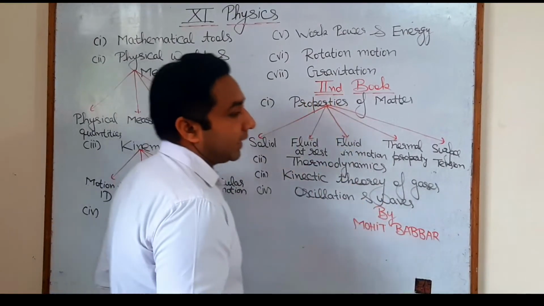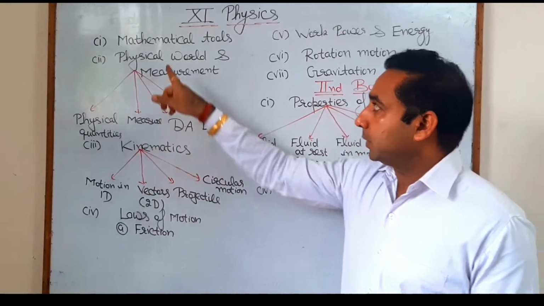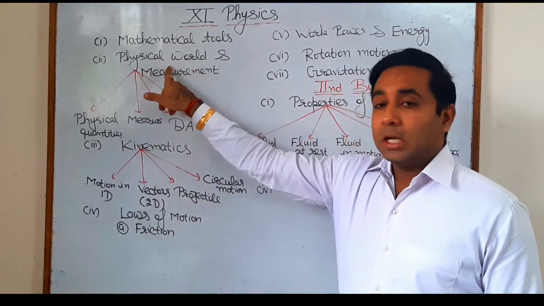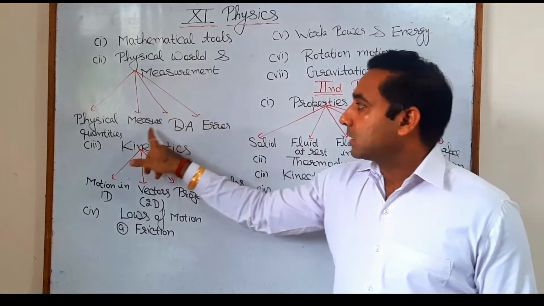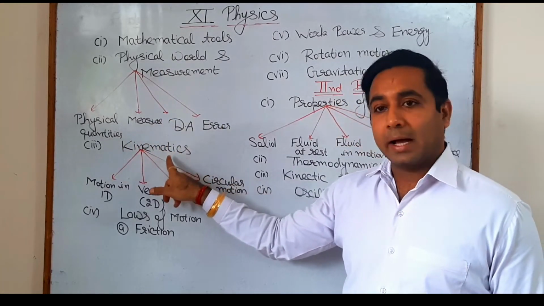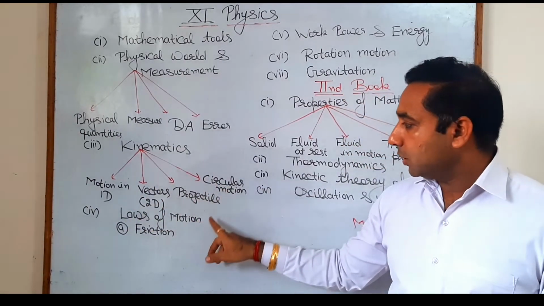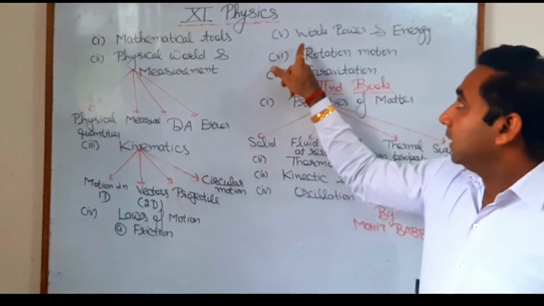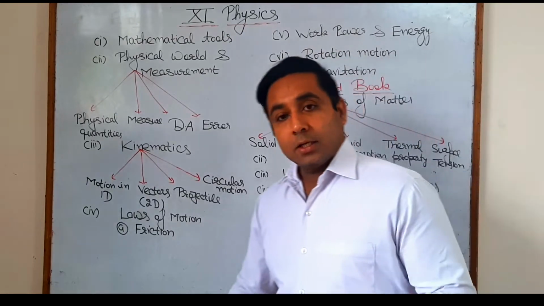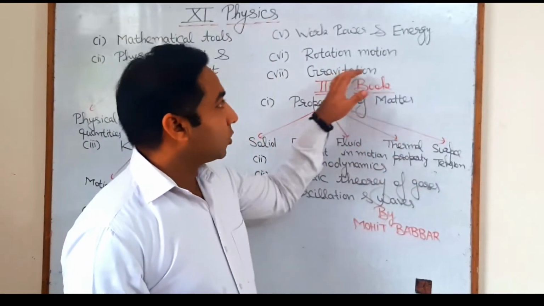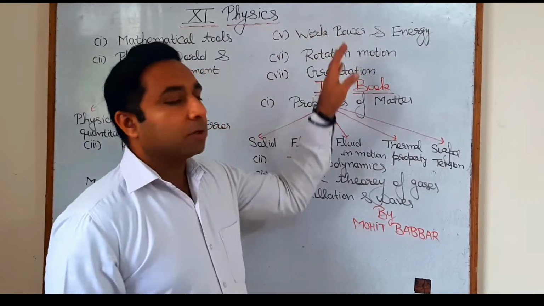Then move on to the second book. So in the first book, we have the chapters mathematical tools, physical world and measurement, then the kinematics, that is motion in 1D, vectors, projectile, circular motion, then the laws of motion, then work, power and energy, then rotational motion and gravitation. So that's about the content of the chapters of the first book.